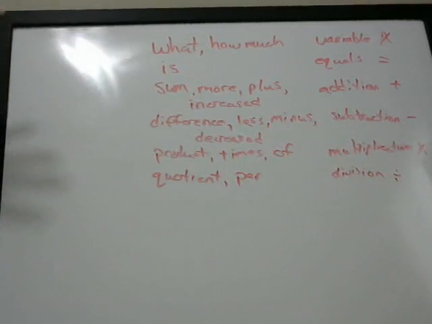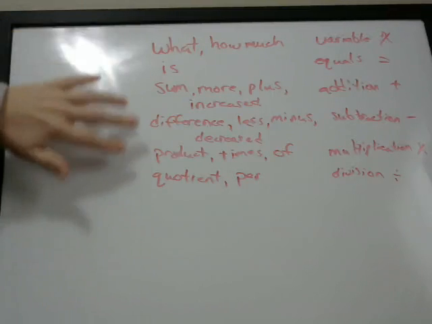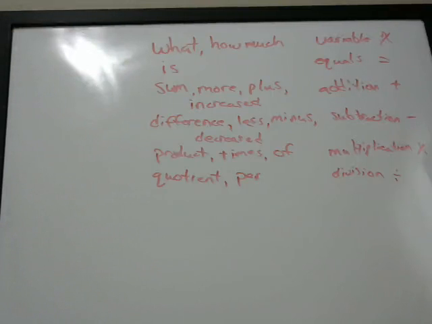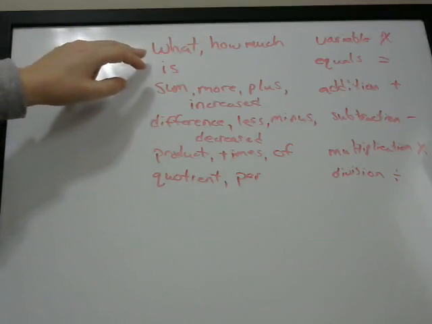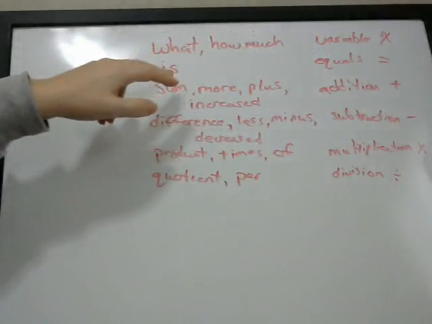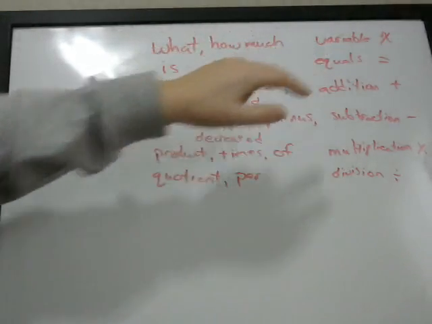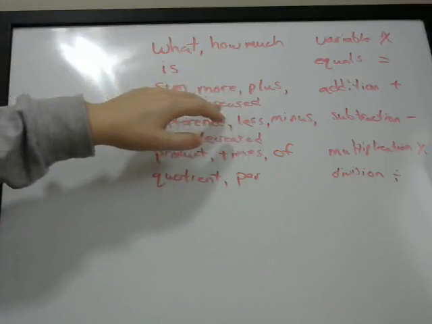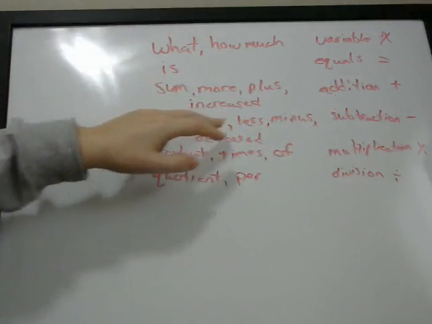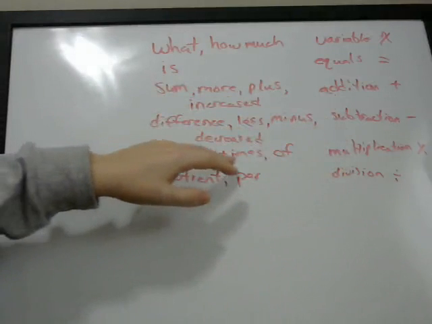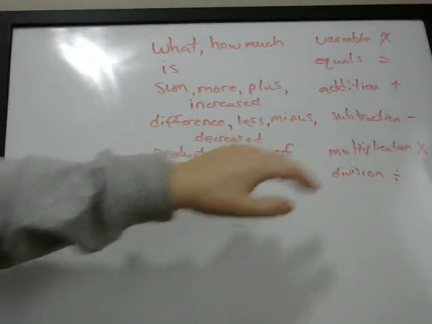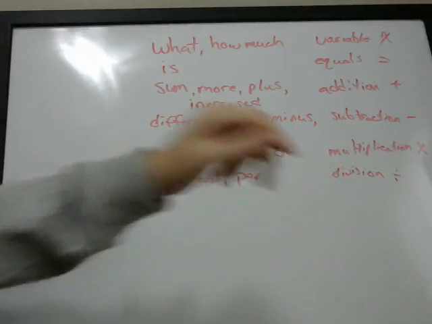So a lot of times on the test you'll actually get word problems that you'll have to translate into equations. And a lot of times you'll be working on a problem and you'll say the problem in your head and you'll be using these words. And so I want to show you how to translate words into mathematical equations. So it's very important that you know, basically this will be obvious. What, how much is going to be our X. When you see the word is, that means equals. Sum, more, plus, increased, addition. Difference, less, minus, decreased, subtraction. Product, times, of means multiplication. Quotient, or per, you're going to do division.